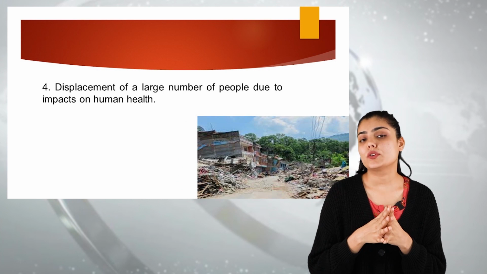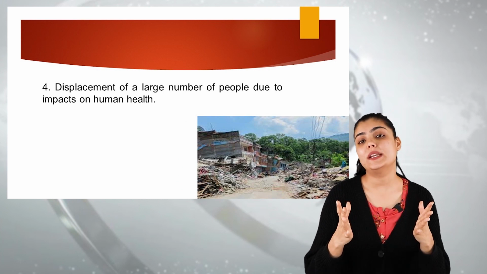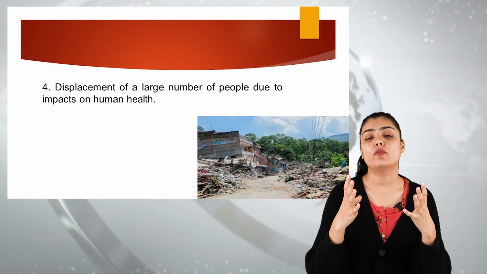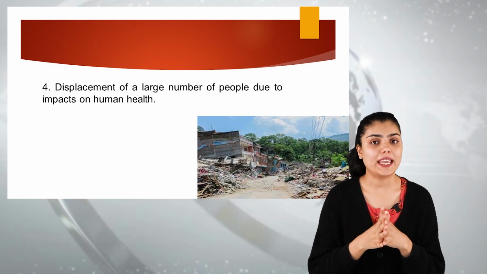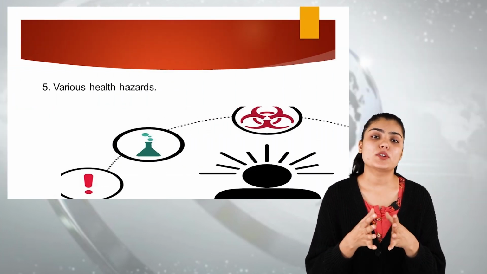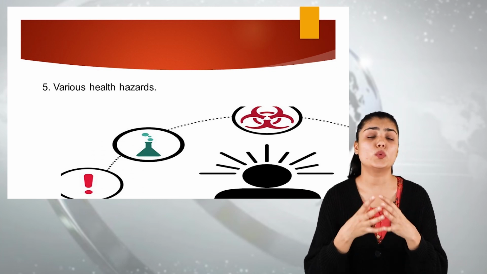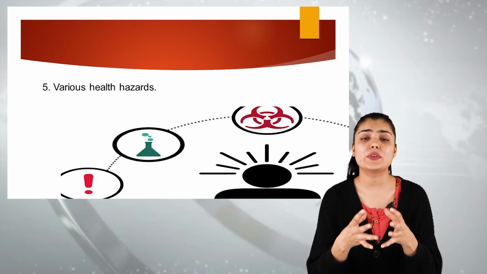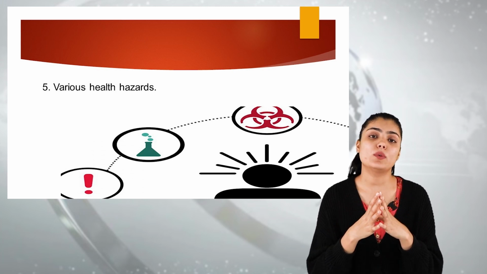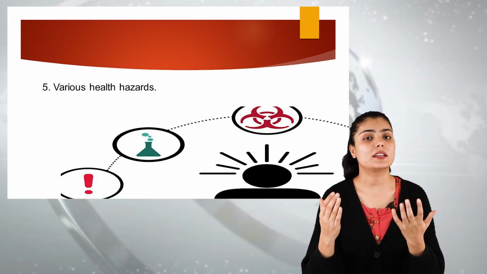The fourth impact on human beings is that there will be displacement of human beings due to various adverse effects on human health. And the last impact on human beings is that there will be decreased production of food, fruit and drinking water, decreased soil fertility, and there will also be various waterborne and other diseases.